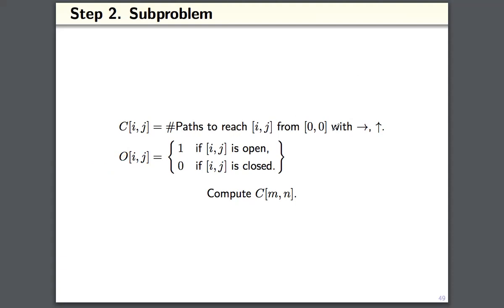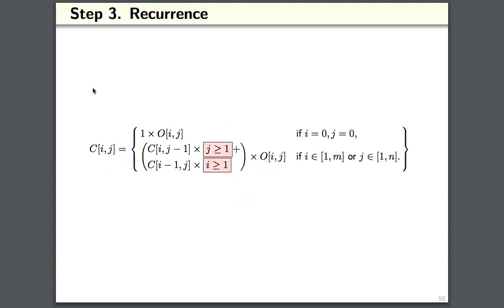Paths to reach this, assuming we have all these blockages. So it's the same. What is the recurrence? Look at the beauty of this solution. You just need to multiply each term by O of ij. Done. Problem solved.